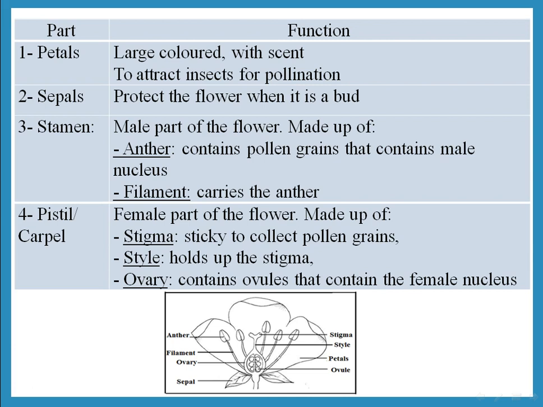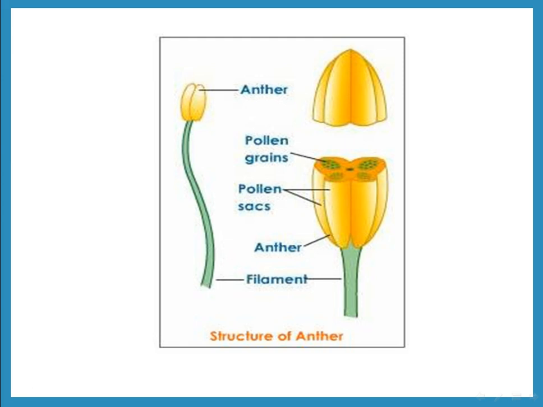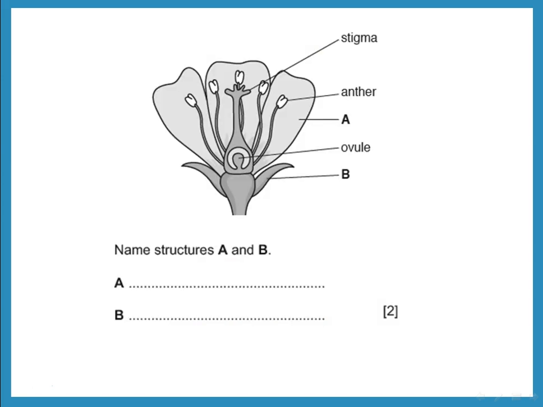Are we following so far? Okay. So we said the anther is the male part of the flower. The anther carries pollen grains, or it produces pollen grains, and the pollen grains are the ones that have the male nucleus. So let's take a look at this. Did you remember the names? So if we have a flower like that, what is the name of A and what is the name of B? You should remember that A is what? A is the petal and B is the sepal.